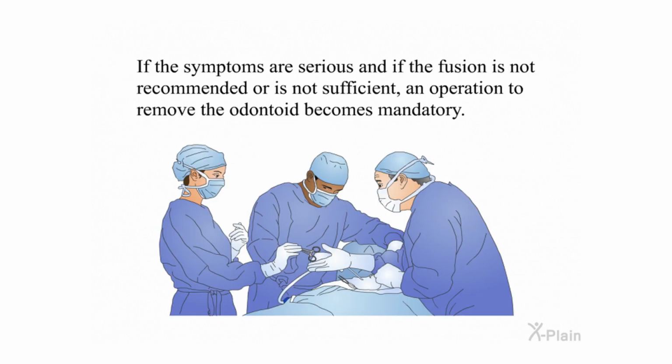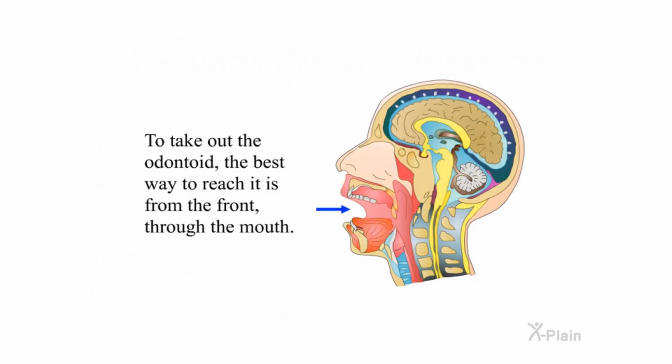If the symptoms are serious and if the fusion is not recommended or is not sufficient, an operation to remove the odontoid becomes mandatory. To take out the odontoid, the best way to reach it is from the front, through the mouth.